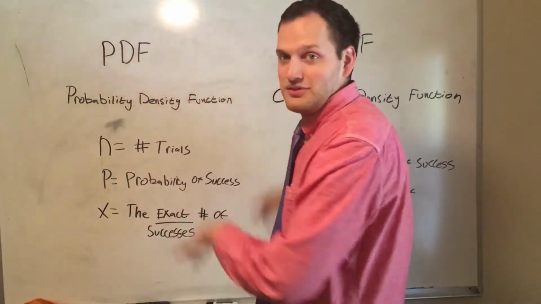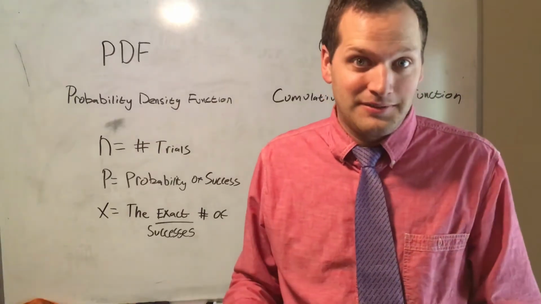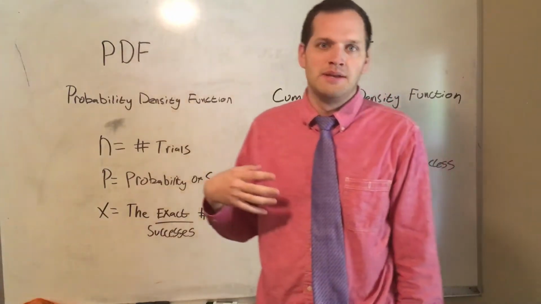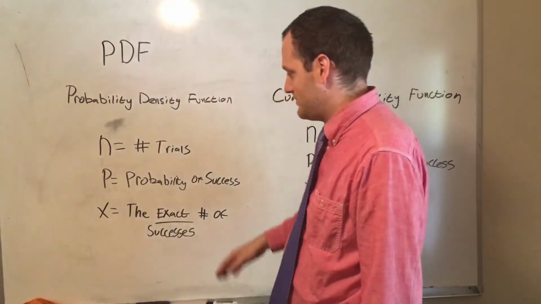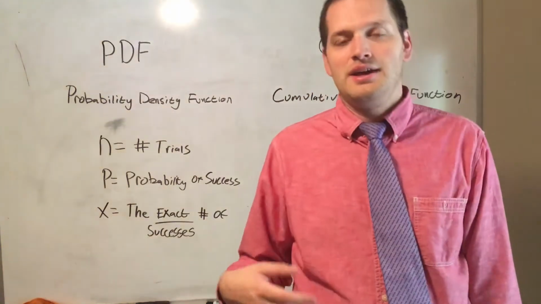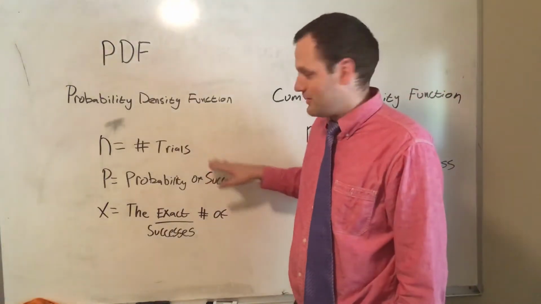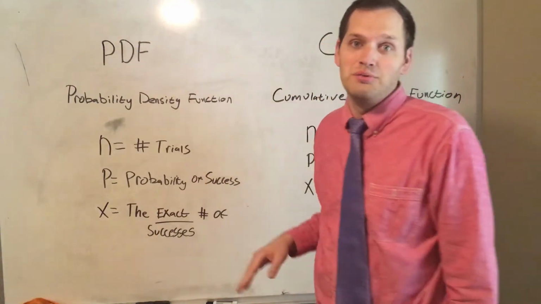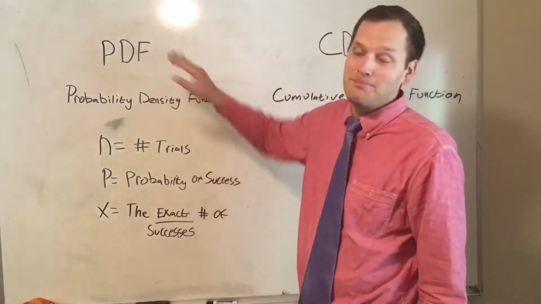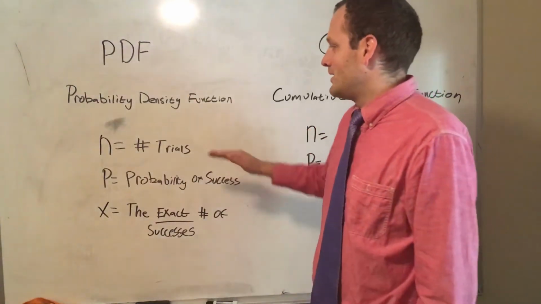As I go through and explain this, we're going to use an example of rolling a dice and getting a 6 as the success. Okay? So what's the probability of getting 5 6s would be my x, the exact number of successes. If I roll that dice 100 times, that would be n, my number of trials, and the probability of success for each trial would be 1 out of 6. Okay, those are the 3 variables that we use when we're doing a PDF, a probability density function.